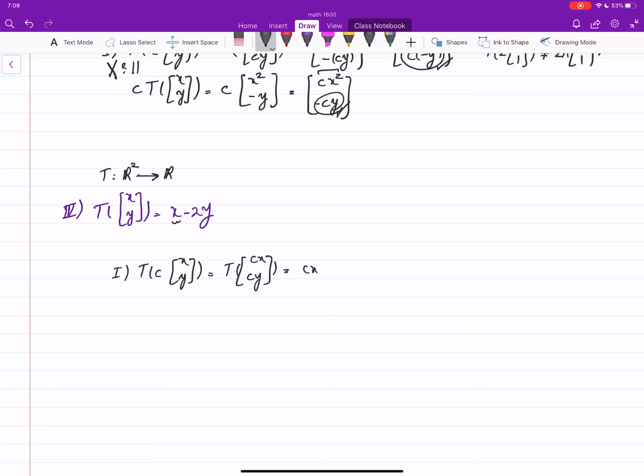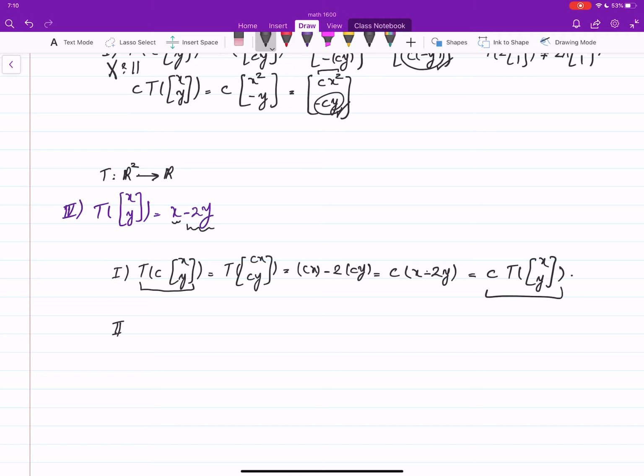cx. This says, take the first component and add negative 2 times the second component. The first component is cx minus 2 times cy. And this you can factor out c, you get c(x minus 2y). And as you can see, this is c times T of (x, y). So it preserves scalar multiplication.